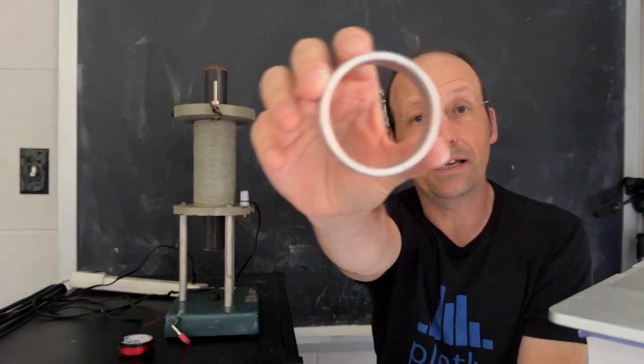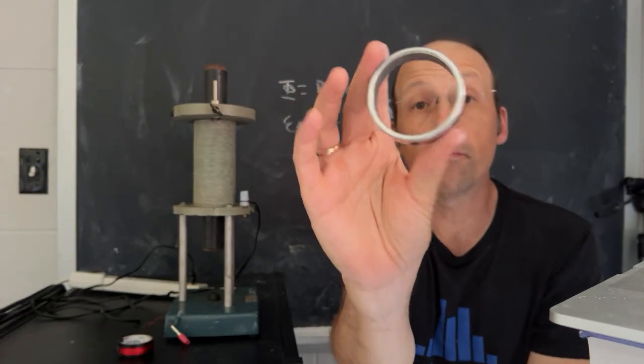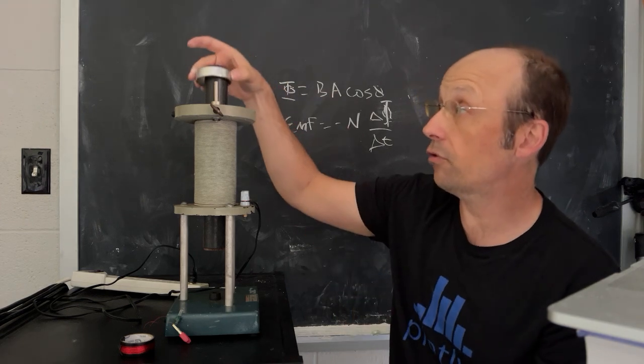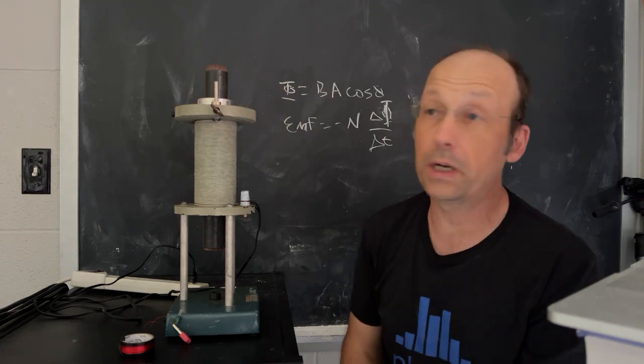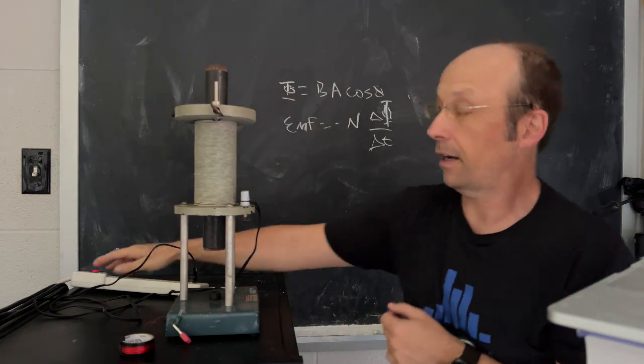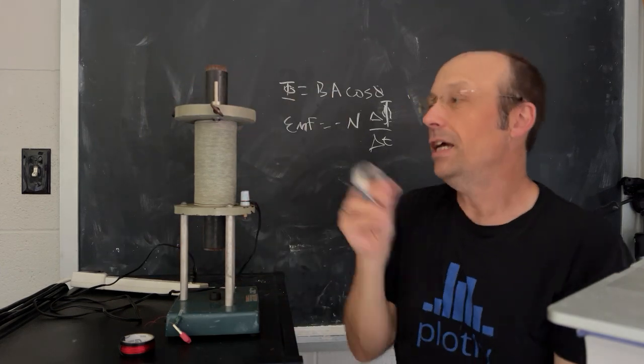Now this thing, this is an aluminum ring, which is not magnetic. It's not ferromagnetic. When I put this on here and I turn it on, we can see something happen that's kind of fun. I caught it. So it's called a ring launcher.